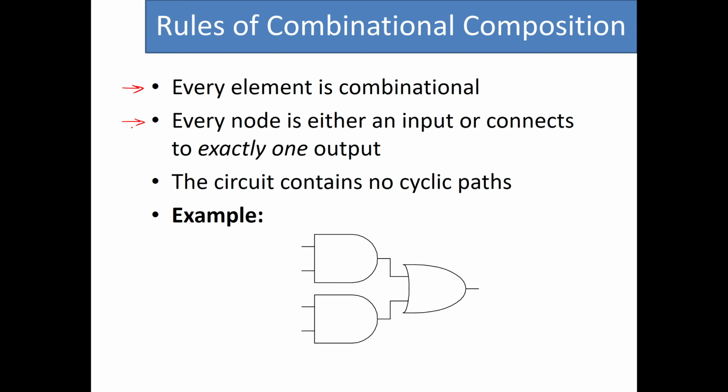The second one states that every node is either an input or connects to exactly one output. For example, in this basic circuit, you cannot have multiple outputs with different names, say X, Y, and Z. Since they are all connected to the same output of this circuit, they all have exactly the same name, right? This is what the second rule specifies.